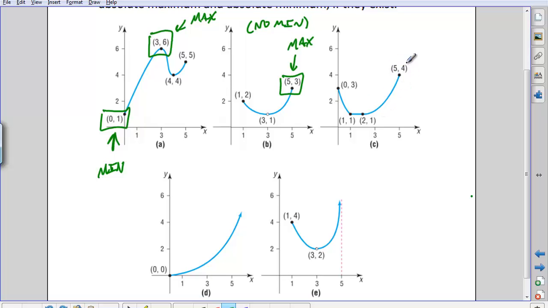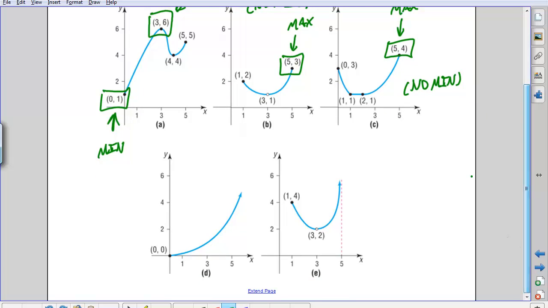Okay, over here on part C, again, we do have a max. Is there a minimum? Well, there's actually several points there that could be considered a low point. And when we refer to absolute maximum and absolute minimum points, there can be only one minimum point. So here there's no single minimum point. There's an interval of points that are minimum points. So we don't identify a single minimum.